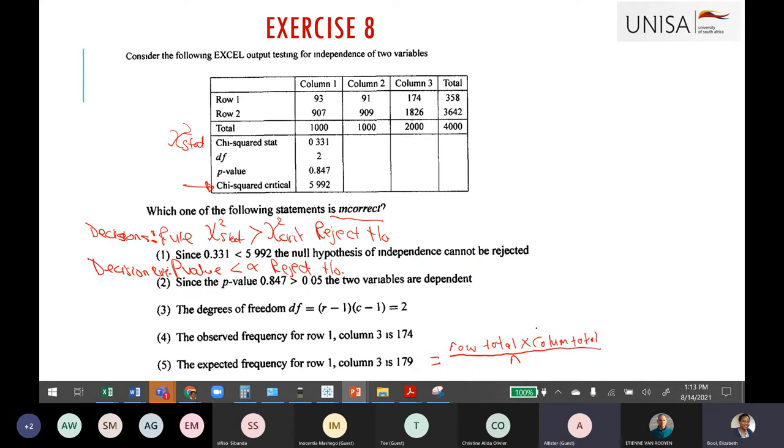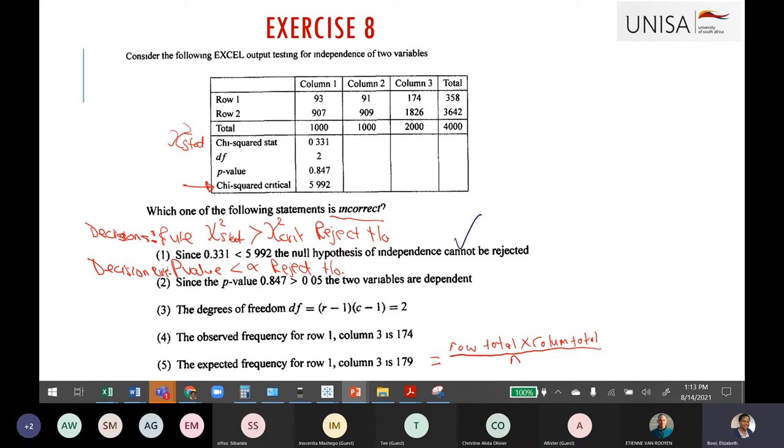Number one, the test statistic is less than your critical value, therefore the null hypothesis of independence cannot be rejected. Is that correct? Correct.